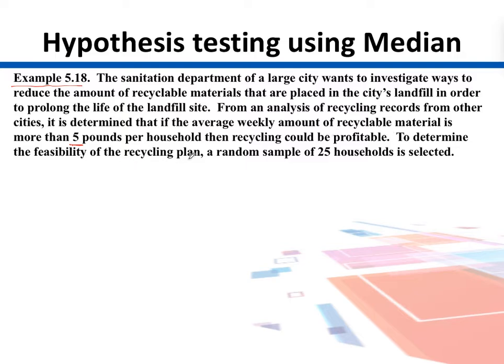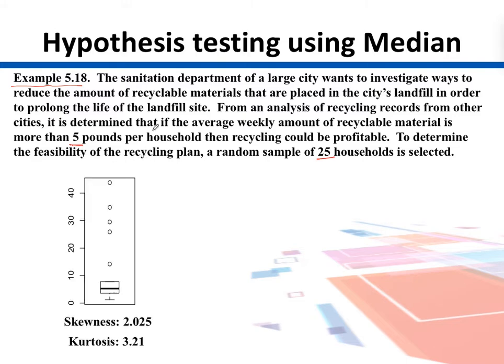To determine the feasibility of this recycling plan, a random sample of 25 households, so the sample size is 25, was collected. We collected these amounts of recycling materials from 25 houses, and when we plotted them in this box plot, we see there are too many outliers here. The box is shrunk, and we have these big numbers here that are causing the skewness in the data. So this data seems positively skewed, and the kurtosis is also higher.